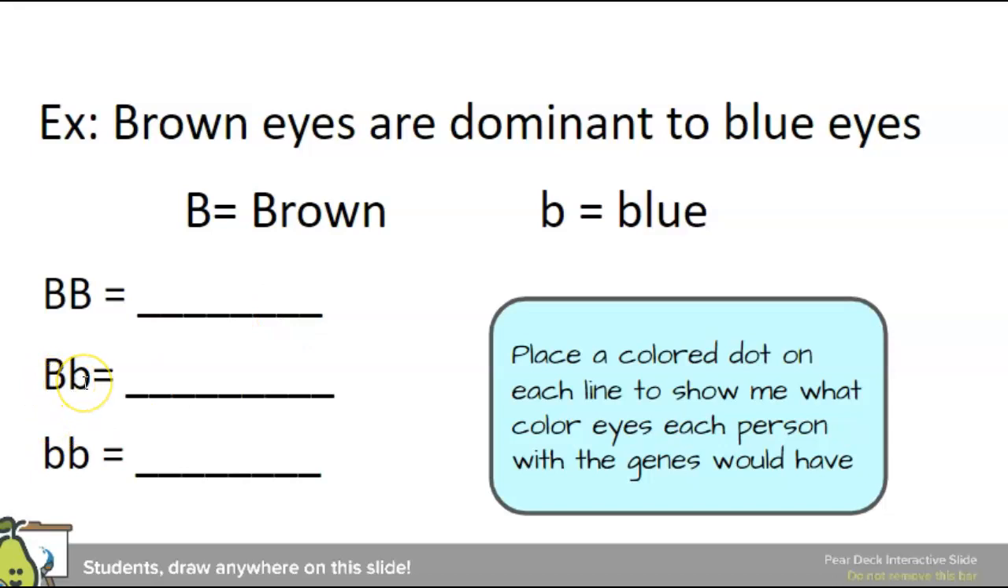What about big B, little b? That would also be brown because capital letter is dominant. It's going to quote unquote win over. And little b would be blue. Okay. Now we have some other words we have to talk about as well, because you're going to see these words in word problems. Okay.